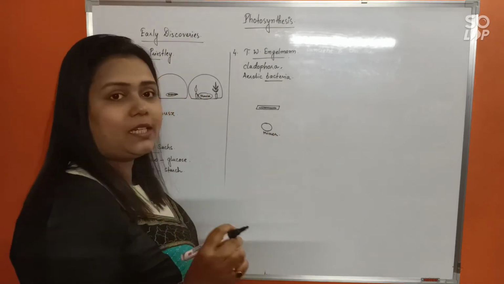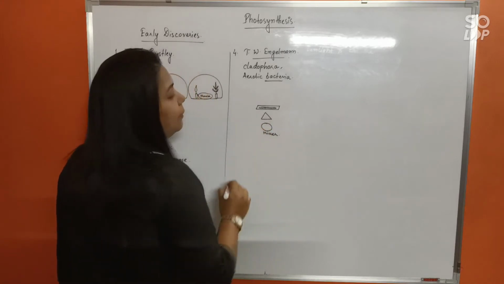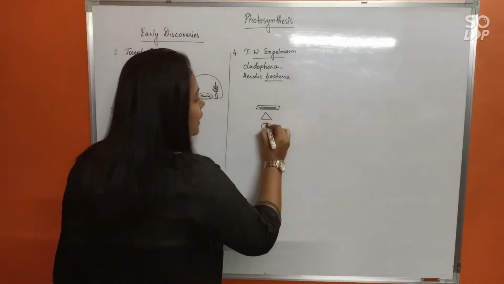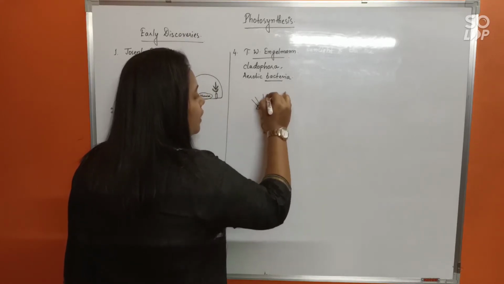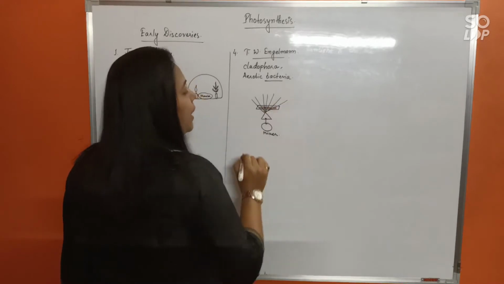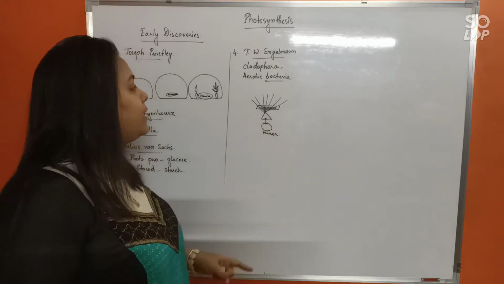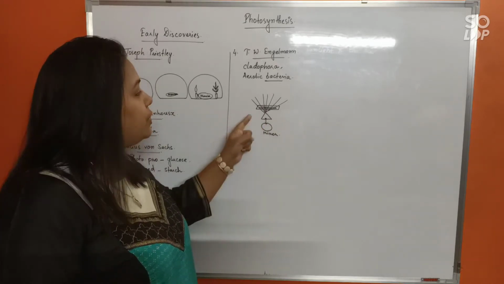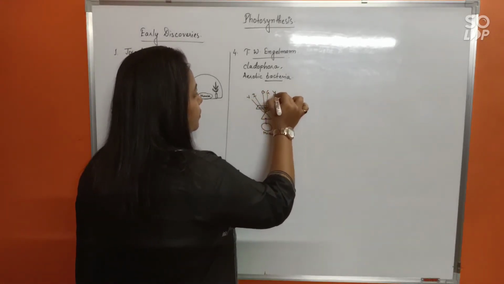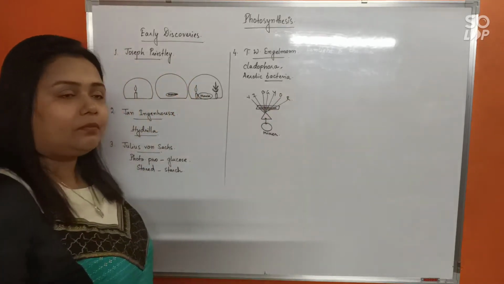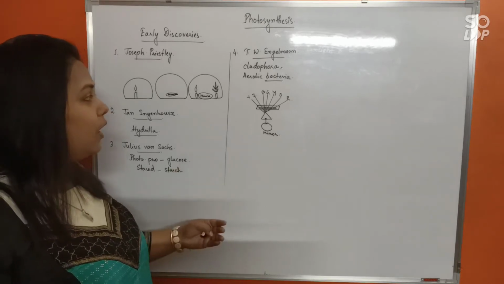But T.W. Engelmann designed it in a manner that in between the stage and the mirror, he kept a prism. You know very well that the light will be split into its 7 colors by the prism. So that means when the slide was illuminated, different parts of Cladophora would receive different colors of light. Right? He kept the apparatus like this for a few hours, and after that he observed if there was any change.